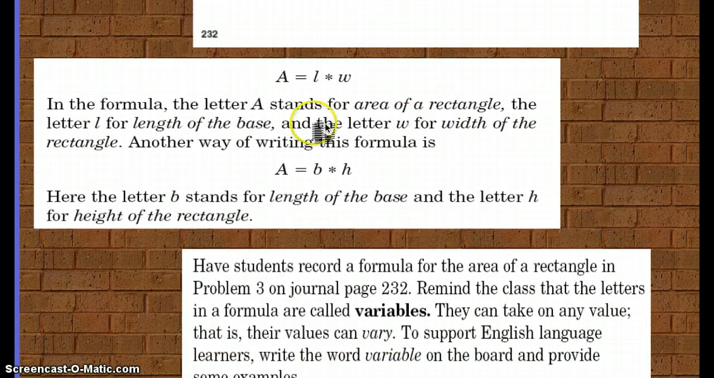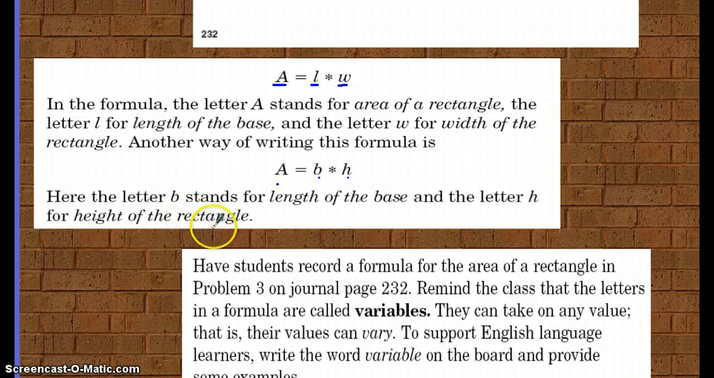So in the formula, the letter A stands for the area of the rectangle, the letter L for the length of the base, and the letter W for the width of the rectangle. Another way of writing this formula is area equals base times height. So as you can see, we can write it either way. We can write it as length times width or base times height.